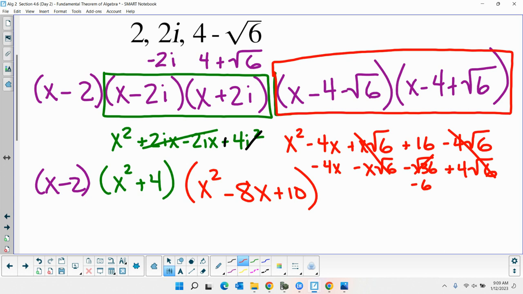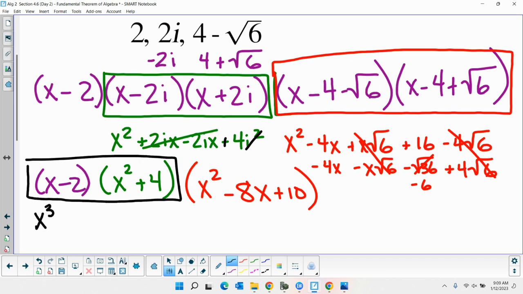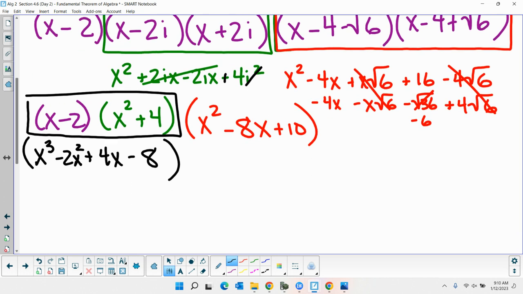Okay? And then I just keep going. All right? You want to do purple times green or green times red next? Your choice. Purple and green? Okay. We'll make that black. So x times x squared, and x times 4 is 4x. Negative 2 times x squared is negative 2x squared, and negative 2 times 4 is negative 8. There's no like terms, so that one's done. So that was a good choice.